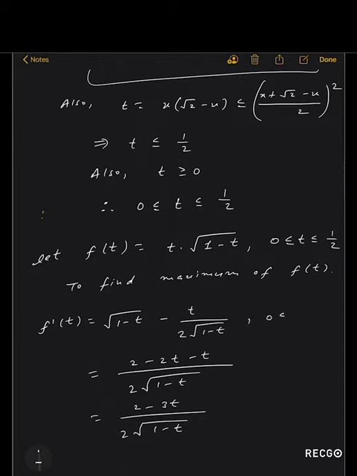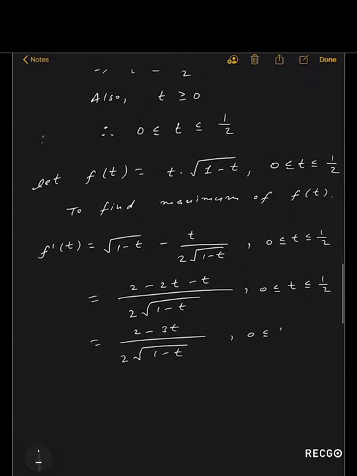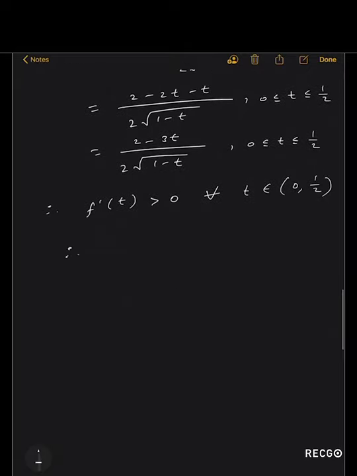Now as you can see that t is lying between 0 and 1 by 2, right? So in that case, our f dash t is always positive, because 2 minus 3t, whenever t lies between 0 and 1 by 2 is always positive. If you cannot solve this, then just solve 2 minus 3t greater than or equal to 0, and you are getting t must be less than or equal to 2 by 3, which is satisfied. So f dash t is greater than 0 for all t belongs to 0 and 1 by 2.